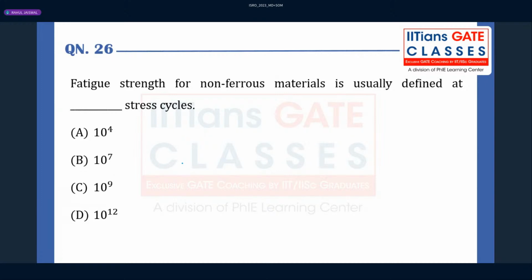This particular question: the fatigue strength for a non-ferrous material is usually defined at a stress cycle of how much? Generally, in the last class also I talked about the fatigue strength. Let me discuss a few more points regarding the fatigue strength through these questions. Those who want to understand what the meaning of fatigue strength is, let's discuss endurance strength or fatigue strength through this example.